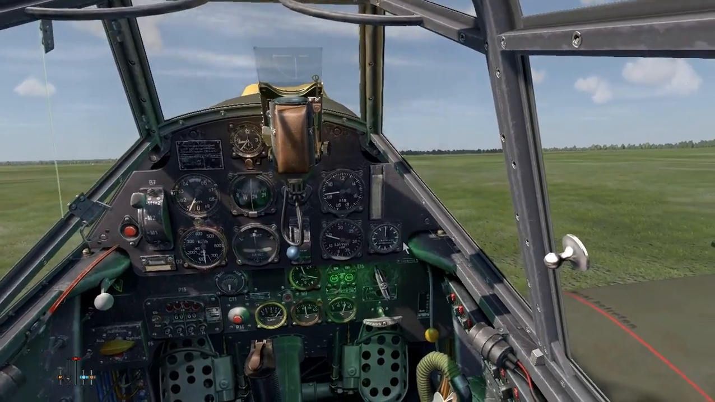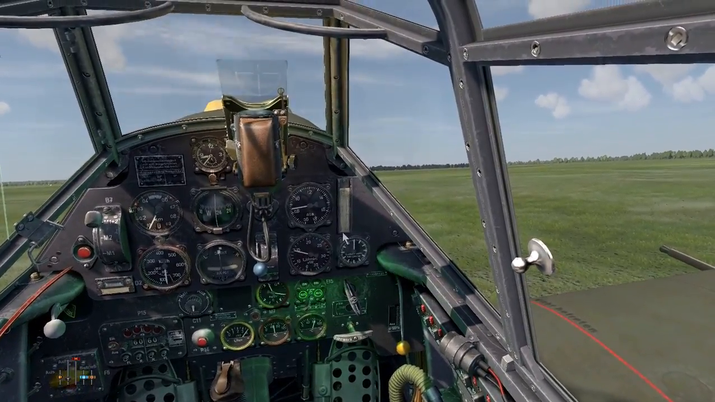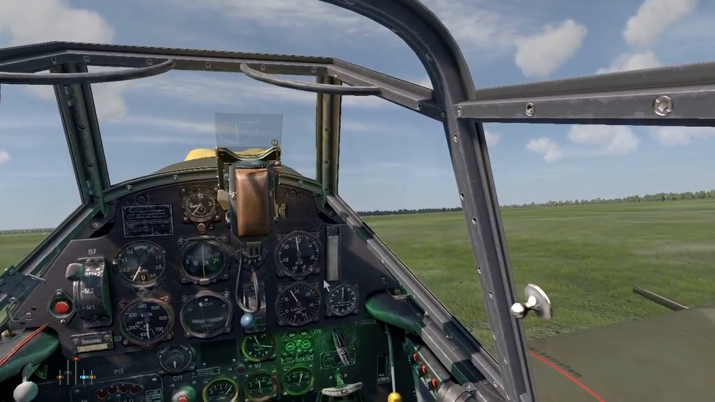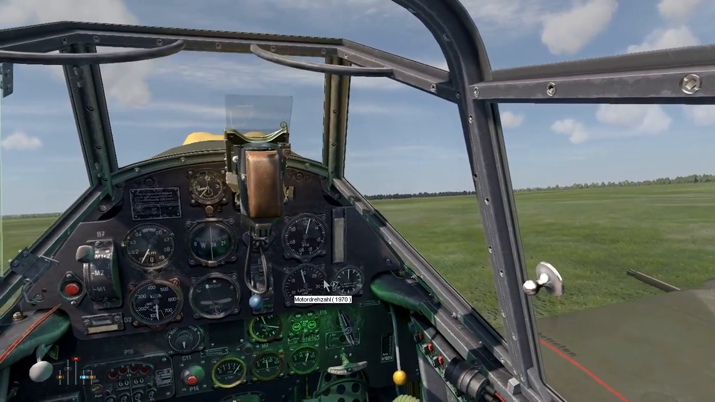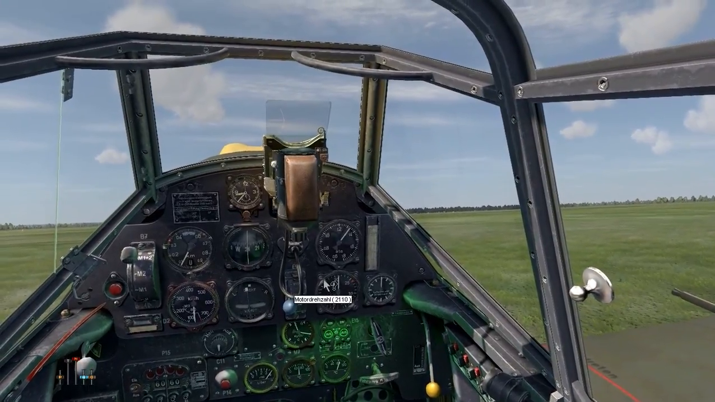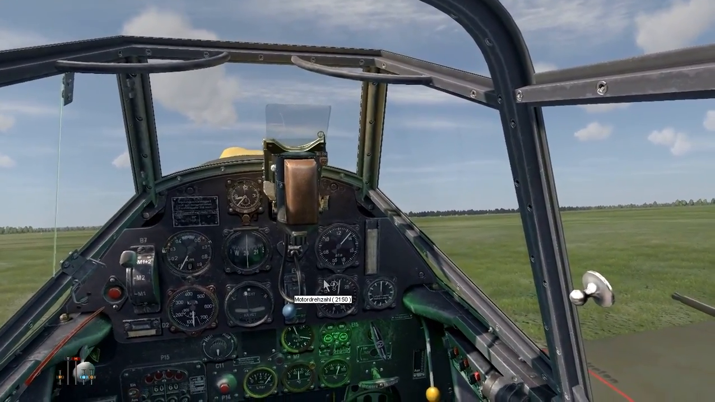So now that I'm starting, I have the rounds per minute. I want the rounds per minute to be at about 2,000. And in order to get to 2,000 rounds per minute, I have to lower the prop pitch to the minimum.